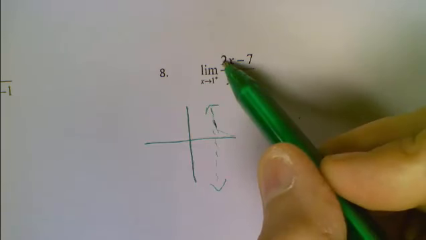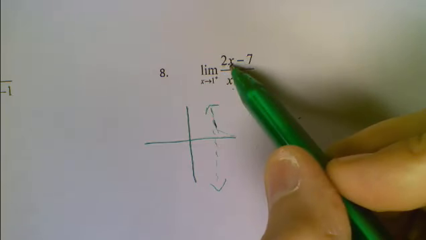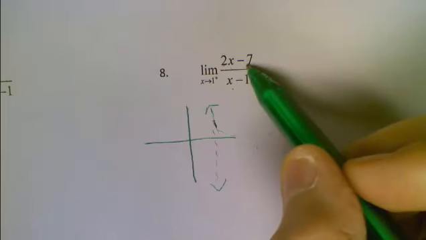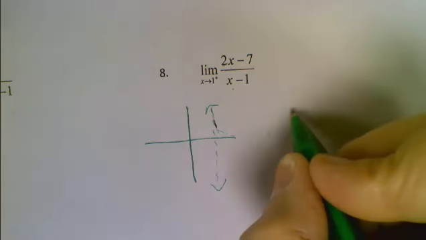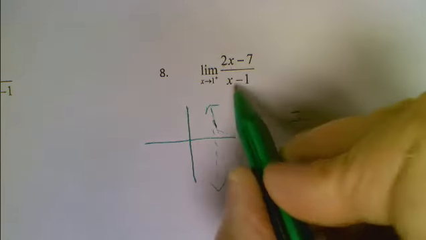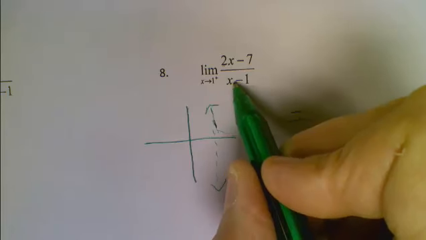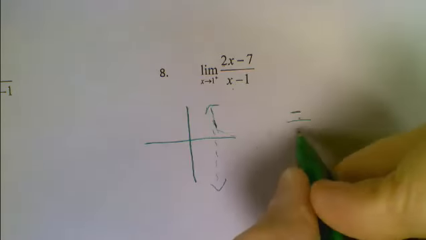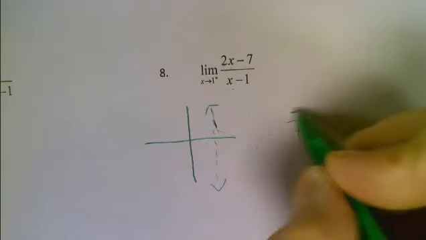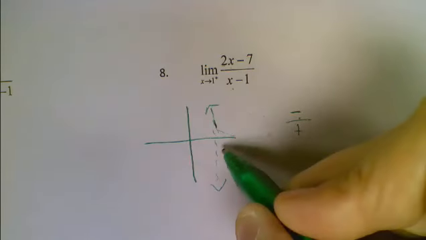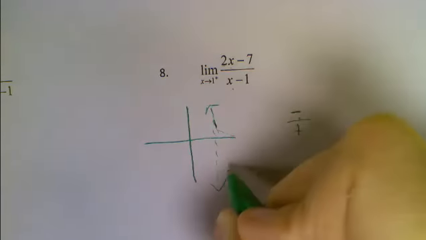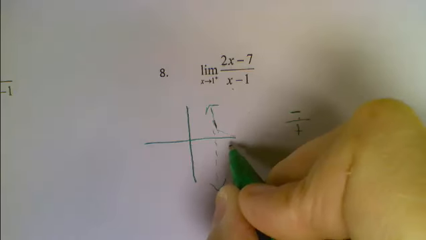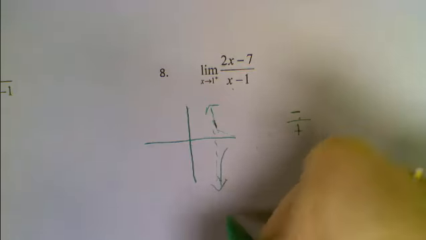So if I put in a 1.1, 2 times 1.1 is 2.2 minus 7. That's going to be negative. So all I need to worry about is that that's negative over, when I put in 1.1 here, 1.1 minus 1, I get a positive. So I know that when I'm on the right side of 1, that fraction is going to be negative. So it's going to come down towards negative infinity.